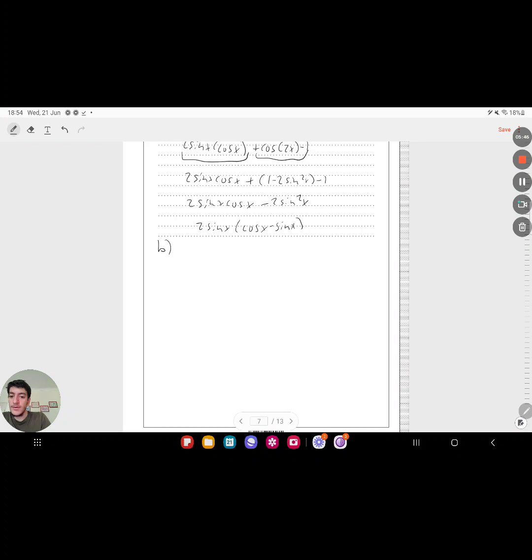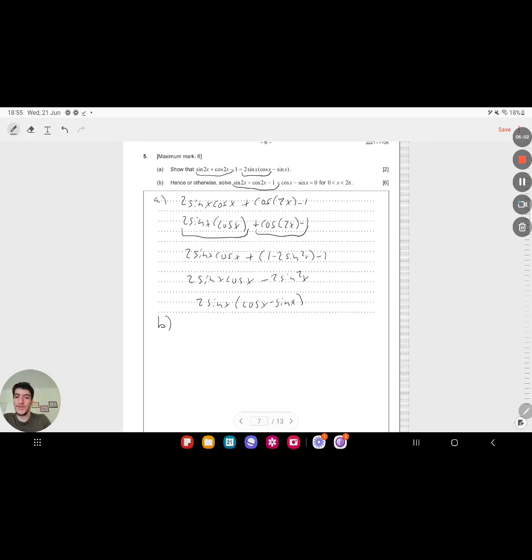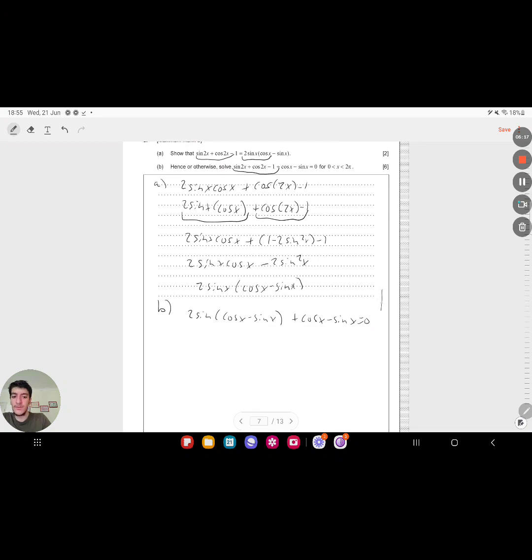Part B. So now it's telling me to solve this equation. Firstly, whenever you go to part B, you're using what we've solved in part A. What's the point of finding another expression if we're not going to use it? We're obviously going to use it. So now 2 sine x cos x sine x plus cos x sine x, and this is from 0 to 2 pi, so we're looking at the whole thing.